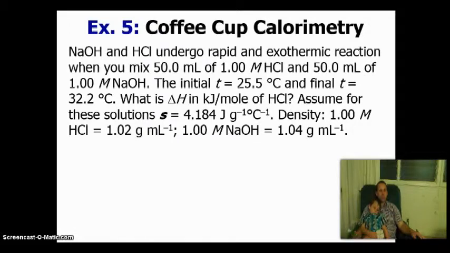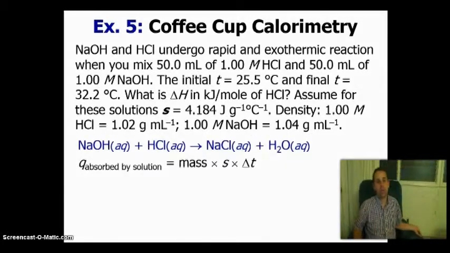Assume for these solutions that our specific heat, S, is 4.184 joules for every gram that changes 1 degree Celsius, and that the density of the 1 molar HCl is 1.02 grams for every milliliter and 1.04 grams for every milliliter for the sodium hydroxide. All right, so let's see, this guy looks like he is done.